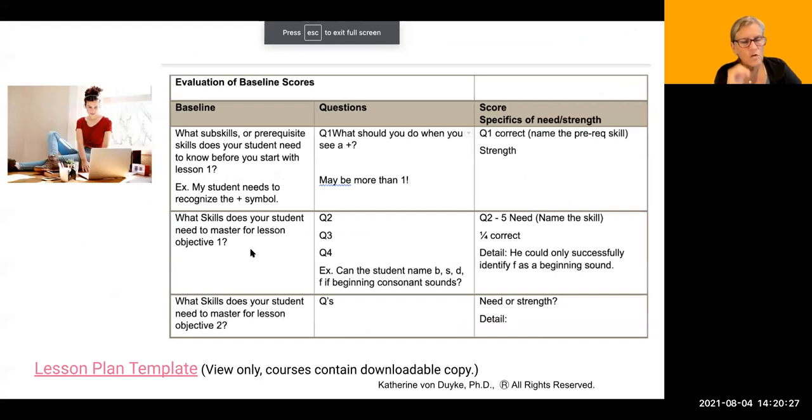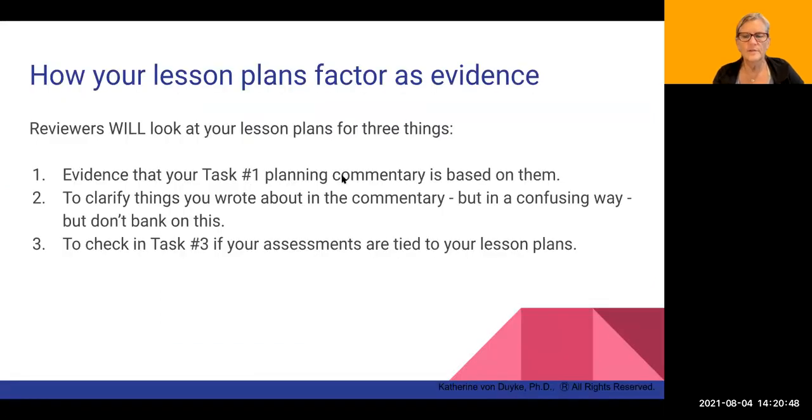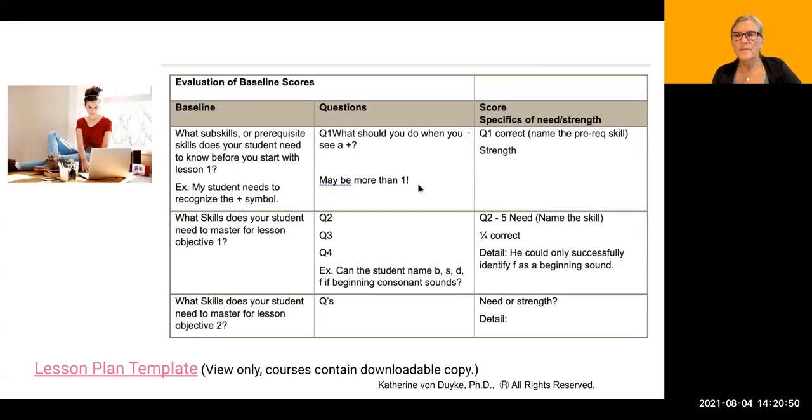Okay. On the lesson template, I then ask you to summarize what you learn about your student. So say, for instance, on the baseline is a prerequisite skill that my student needs to recognize the addition symbol. Question 1 asks, maybe it's an observational task. You just ask your student, what should you do when you see a plus sign? And the student can answer correctly. So that would be a strength. That's a prerequisite strength that you can later build on. And that is evidence of that student strength. Totally important for the EdTPA.